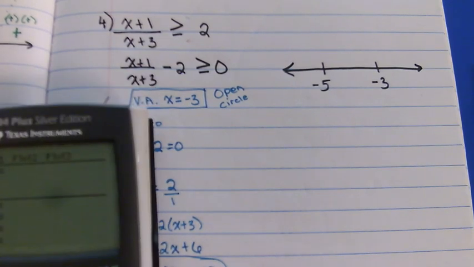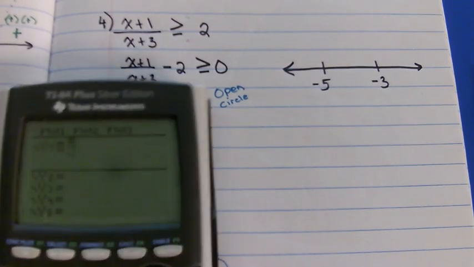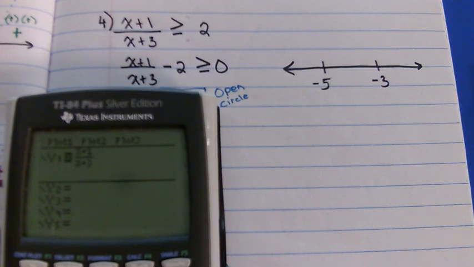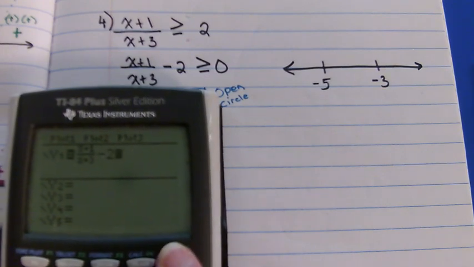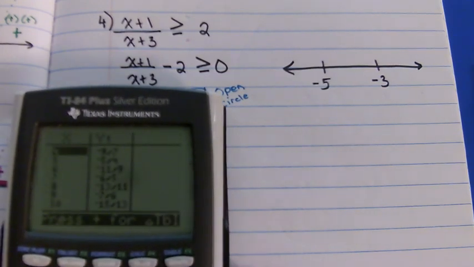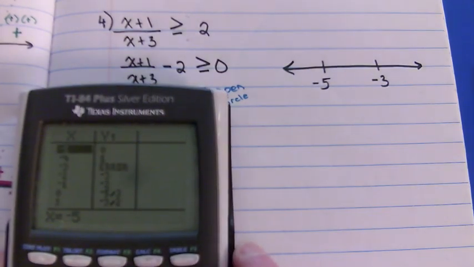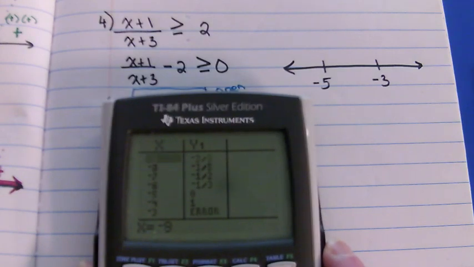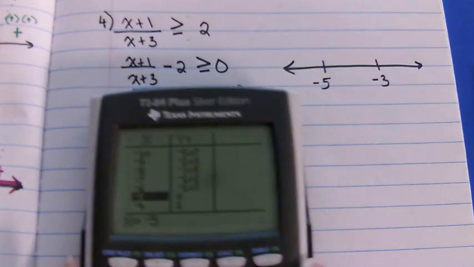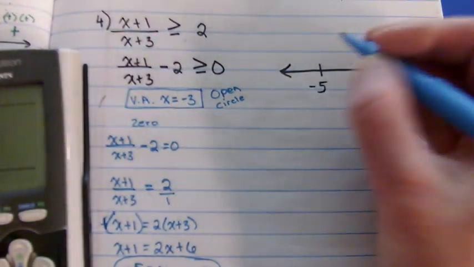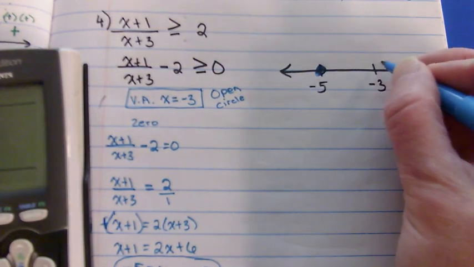So I'm going to do that. I'm going to do a fraction. I'm going to do x plus 1 over x plus 3 minus 2. And I'm going to look at the table. Now, I'll show you how to do this in Desmos as well. I need to go to like negative something before negative 5. You see, negative 5 gives me 0. It was a 0, which, by the way, is going to get a closed circle because it is 0. This is going to have an open circle.